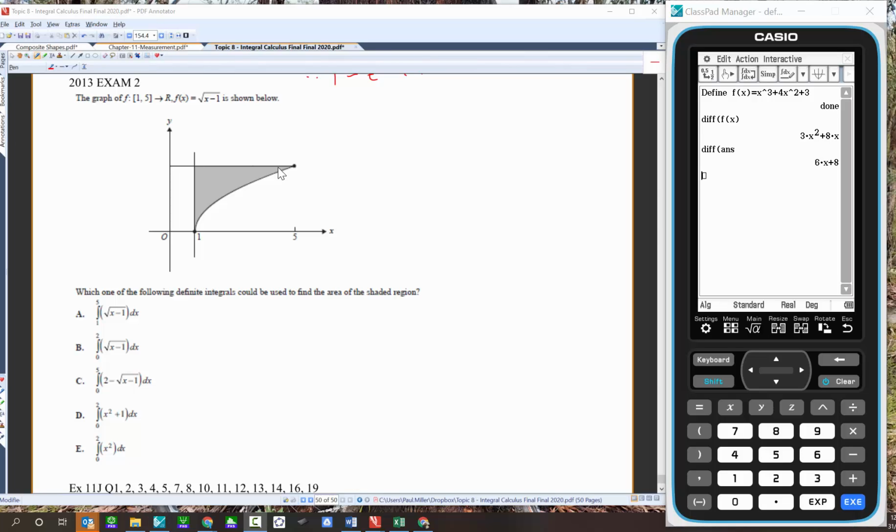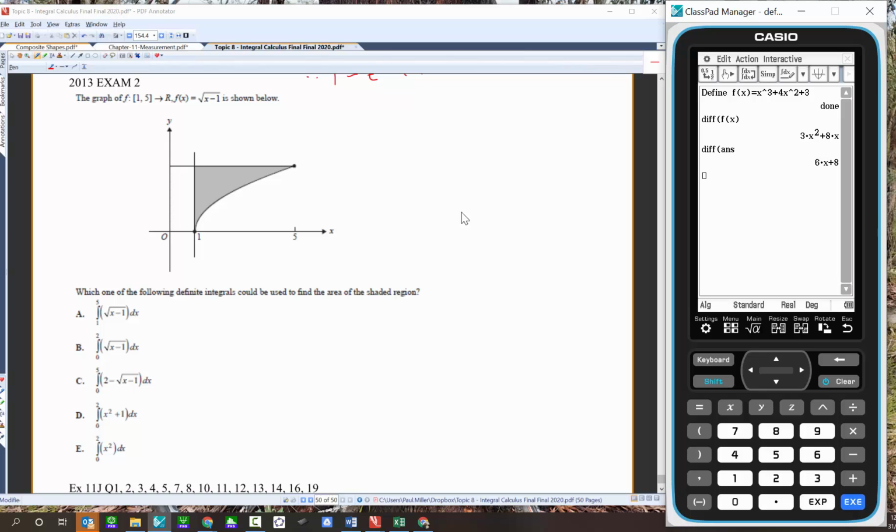Okay, this last question that we'll do for integral calculus is a pretty good one, 2013 exam 2. We've got a function here, root x take 1, and what we want to do is find this shaded area. Which one of the following definite integrals could be used? Notice that it's not asking us to actually do it. These are good ones. This is how I wouldn't do this problem.